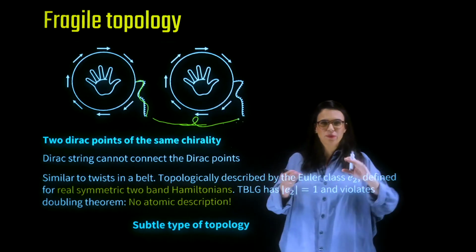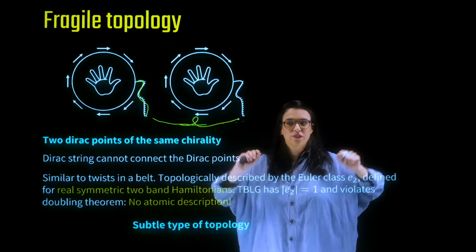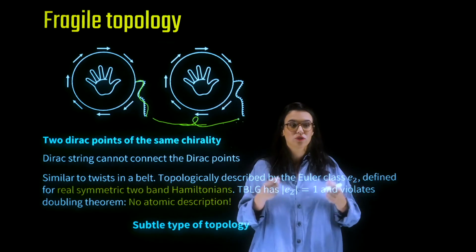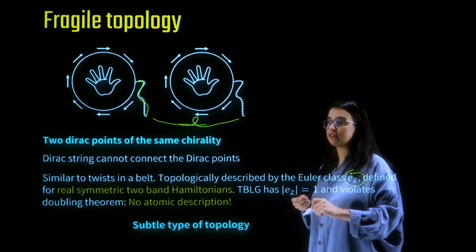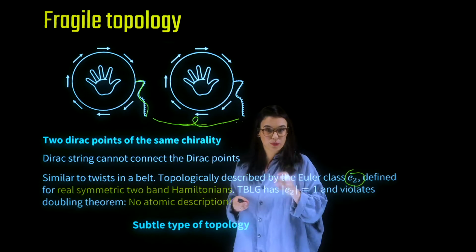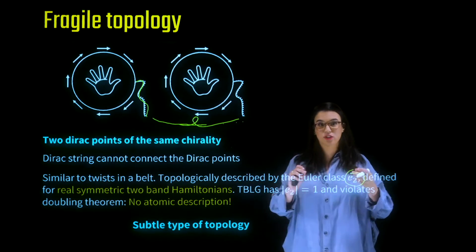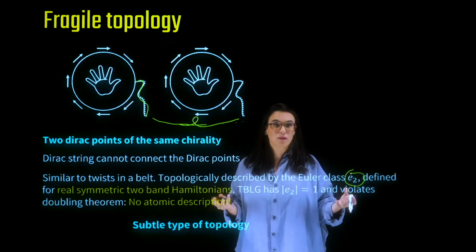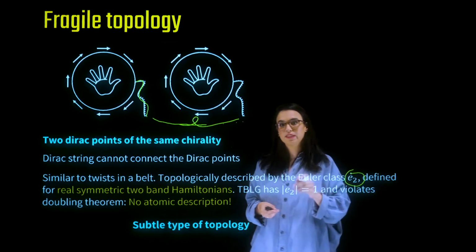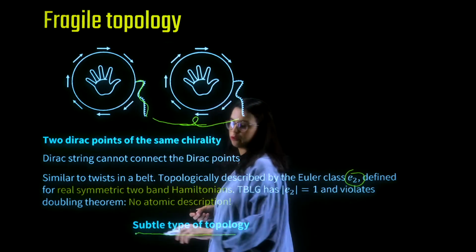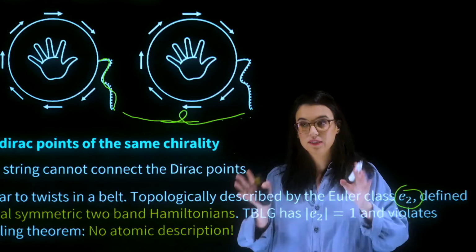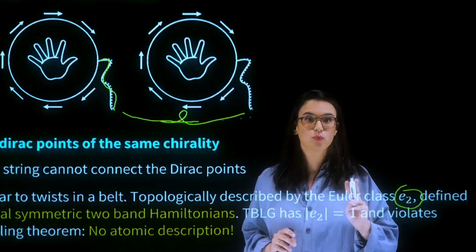So this is very similar to the topology of twisting of belts, and is in fact described by a topological invariant called the Euler class E2, which is defined when we have, in two dimensions, real symmetric Hamiltonians. So in particular, twisted bilayer graphene has such twists, and it violates the doubling theorem because the vorticity of the entire system is not zero. But this is actually a very subtle type of topology that falls beyond what you have seen in the previous lectures, because this is really only defined for two bands alone.